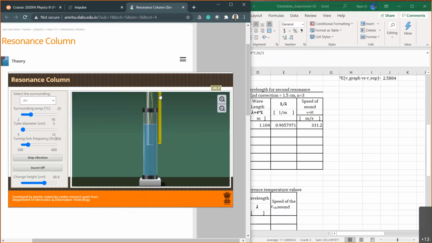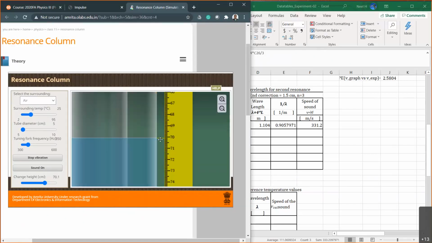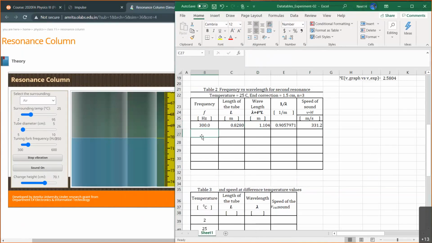That's the second resonance. Okay, when you get the second resonance, let's measure the length. So now the length is about 70.1. Which means I'm on 350, and 70.1 means 0.7010, right? 70.1. The rest of the calculation you can highlight all three and then do very easily.